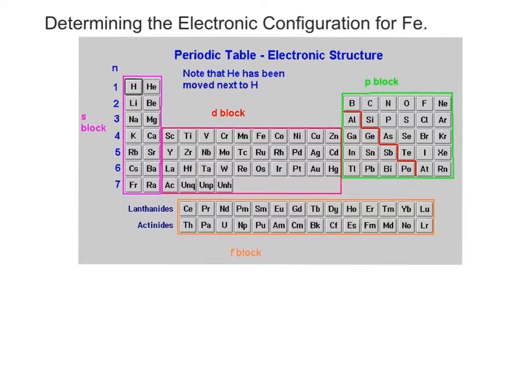Now let's take a look and do another one here for iron. Okay? Now iron's going to sit right here, which means I'm a 4th row element. So I'm going to write iron in its neutral charge, and I'm going to say that that's a 1s2, 2s2, 2p6, 3s2, 3p6.